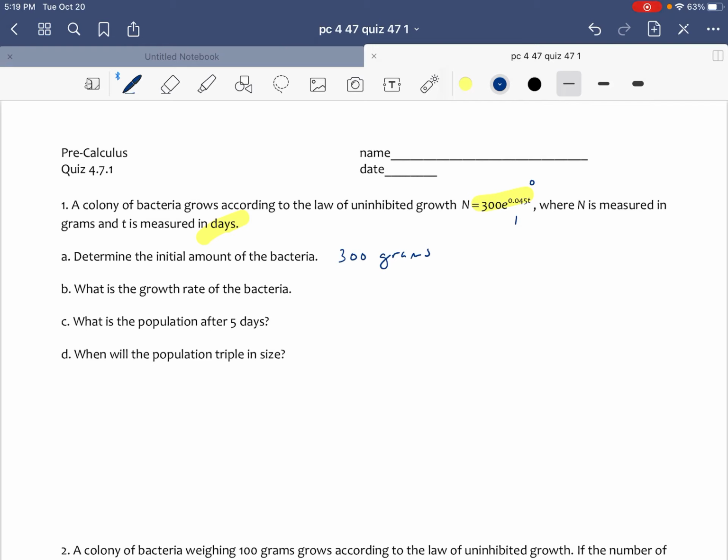The growth rate is that 0.045. But I want you to say that means you have a 4.5% growth rate.